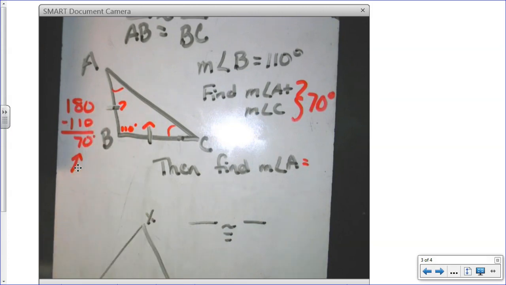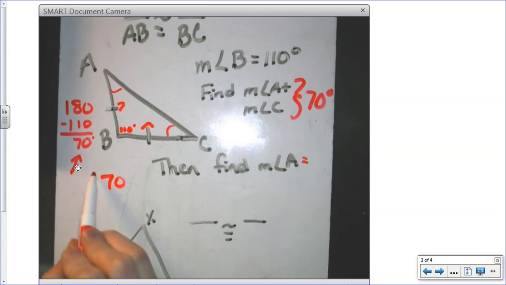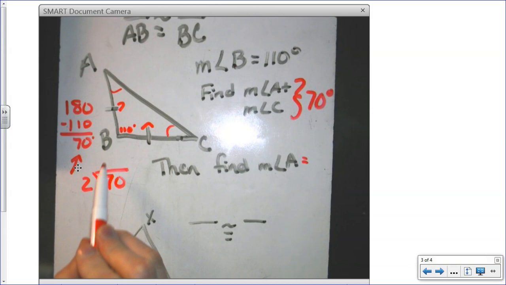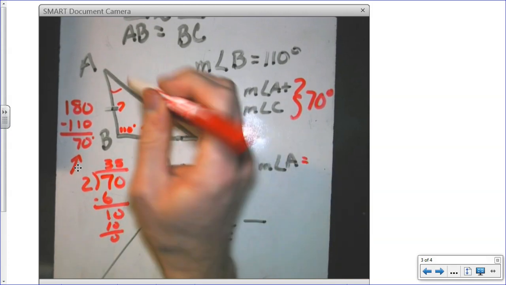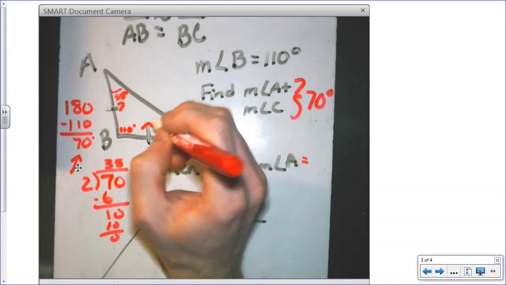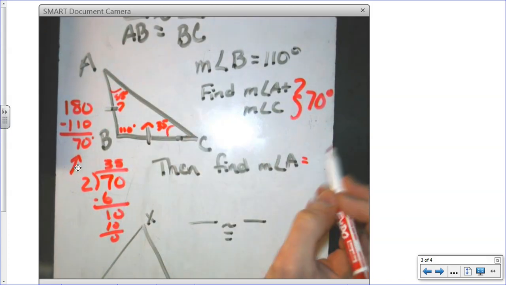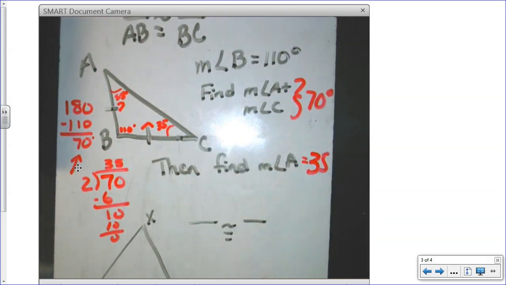Sounds like I'm going to be doing division because I'm saying the word equal over here. So I'm going to do 70 divided by 2. So 2 goes into 7, that's 3 times. I have 10 ones left over, 5 ones times, and each of these angles are 35 degrees. So the measure of angle A is 35.